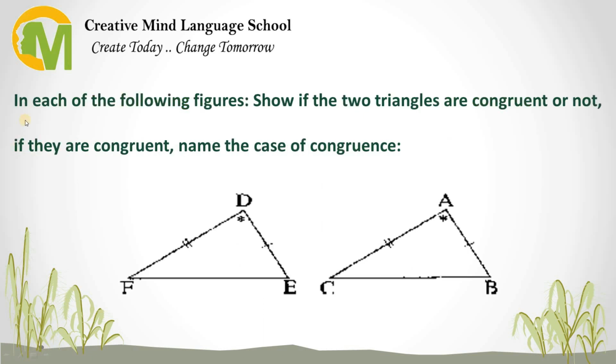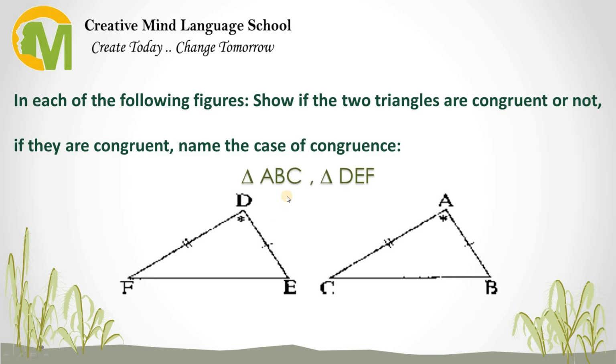Now let's practice these cases on these examples. In each of the following figures, show if the two triangles are congruent or not. If they are congruent, name the case of congruence. So we need to see first that the two triangles are congruent due to one of the four cases that we mentioned before. And if it is congruent, we should mention the case of congruence.